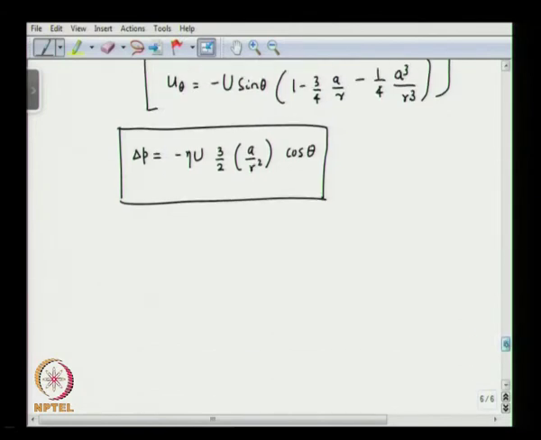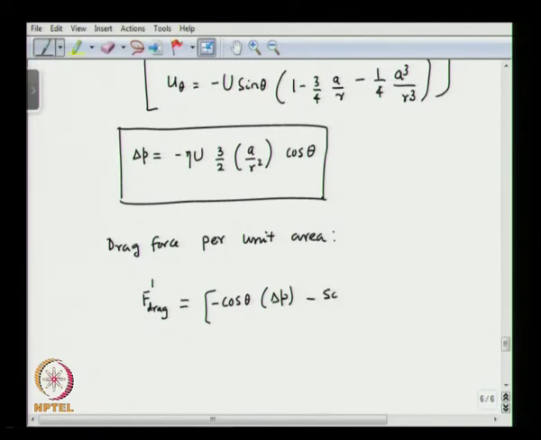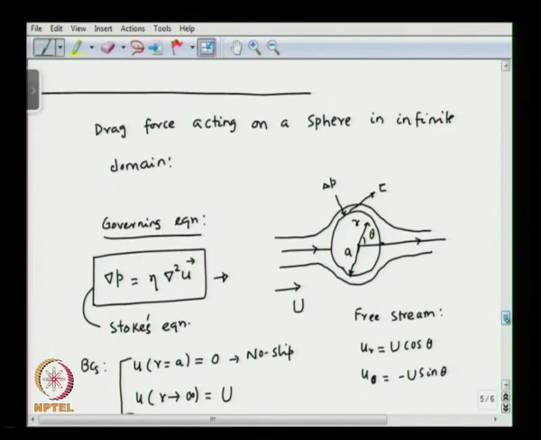So, now if you want to find out drag force per unit area, you can find F drag, let us say per unit area, use the dash symbol, equal to minus cos theta. So, that makes it normal to the surface into delta P, right, minus sin theta into eta del U_theta over del R. So, essentially this is the stress that is coming because of the fluid pressure, and if you take a cosine component, that becomes normal to the surface.